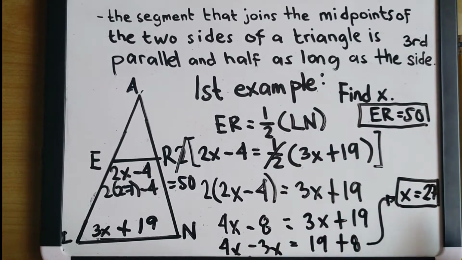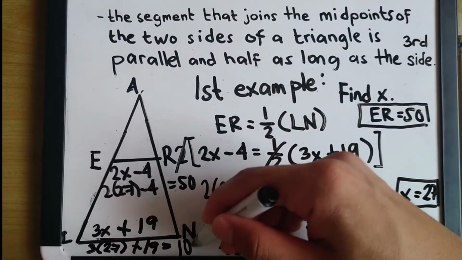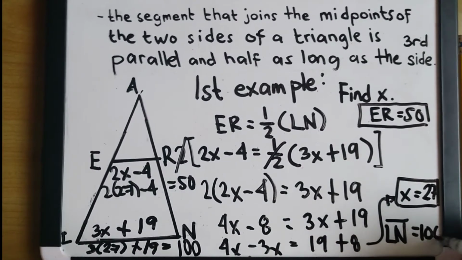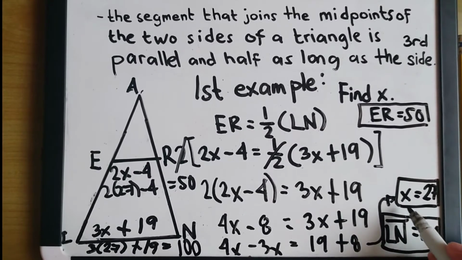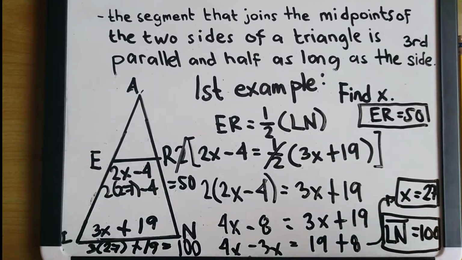Now we are going to substitute the value of x to LN. So we are going to multiply 3 by 27. 3 times 27 is equal to 81. 81 plus 19 is equal to 100. So the measure of side LN is equal to 100. Again, our x is equal to 27, ER is equal to 50, and LN is equal to 100. Let us move on to the next example.